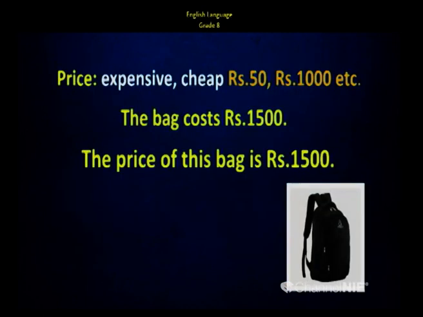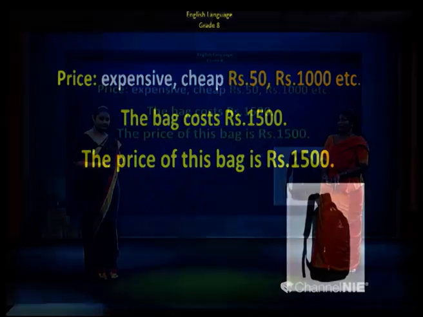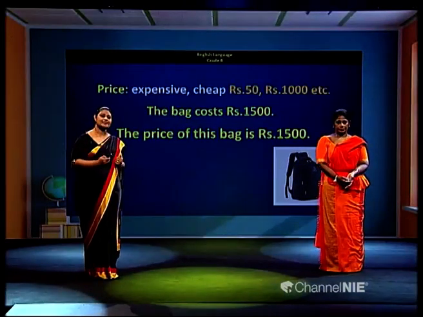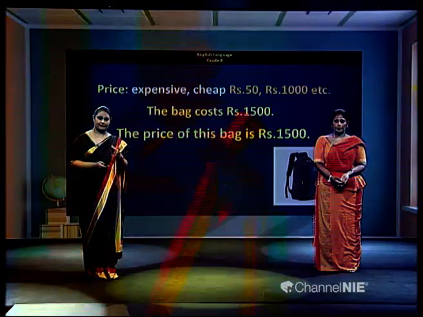Shiny, silky, that's right. So when you talk about price, children, you can say it's very expensive or cheap. It's 50 rupees, or 1000 rupees. Now let's look at the bag, the satchel that is given. A school bag is called a satchel. The bag costs 1500 rupees. The price of this bag is 1500 rupees. That's another way of saying the bag costs 1500 rupees, or you can say the price of this bag is 1500, right? All right.